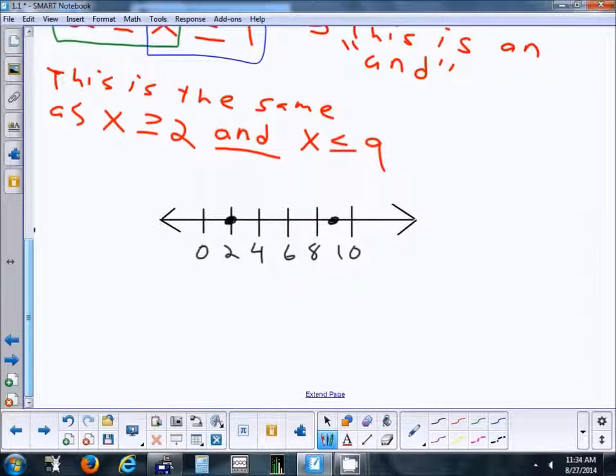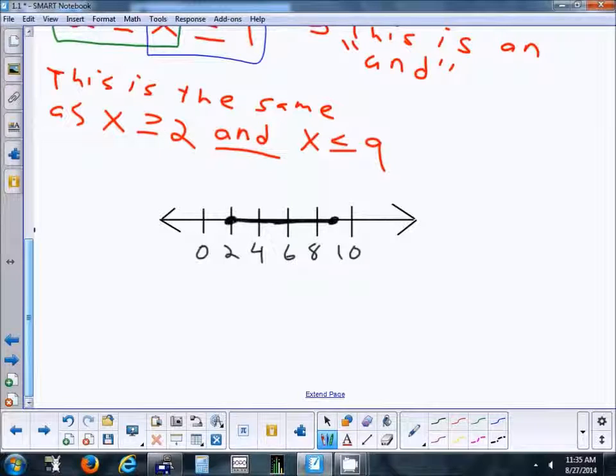And now we need to shade. Okay, so Alex, where am I going to shade this time? In between. In between. With a conjunction, you generally shade in between. No arrows because they don't keep going. They stop at those 2 endpoints.